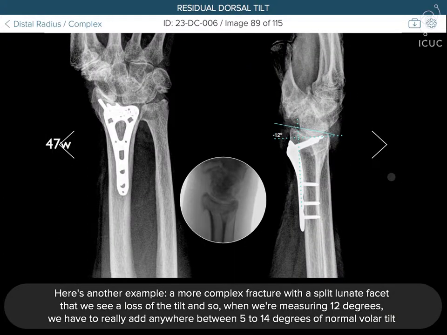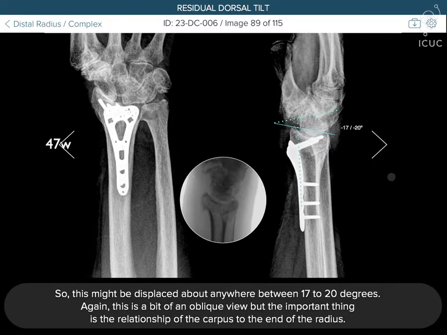Here's another example, a more complex fracture with a split lunate facet, where we see a loss of the tilt. So when we're measuring 12 degrees, we have to really add anywhere between 5 to 14 degrees of normal volar tilt. So this might be displaced anywhere between 17 to 20 degrees. Again, this is a bit of an oblique view, but the important thing is the relationship of the carpus to the end of the radius.